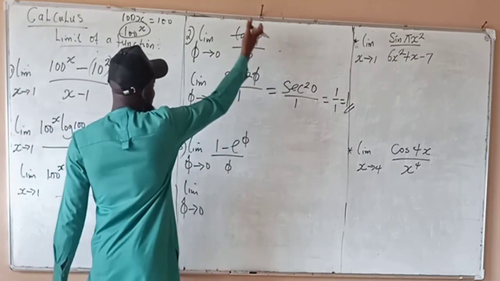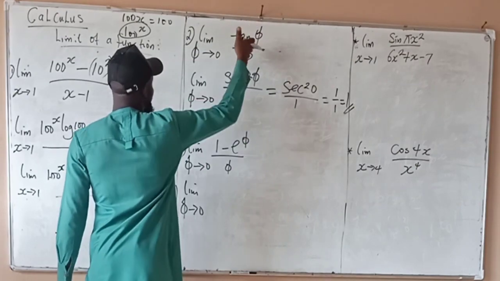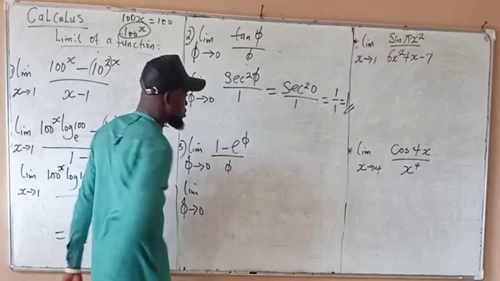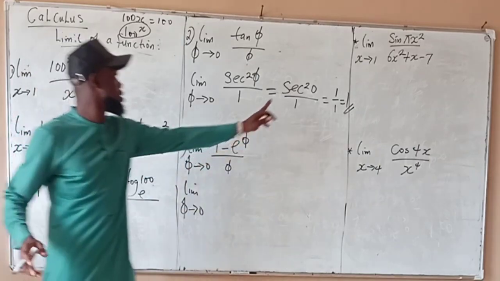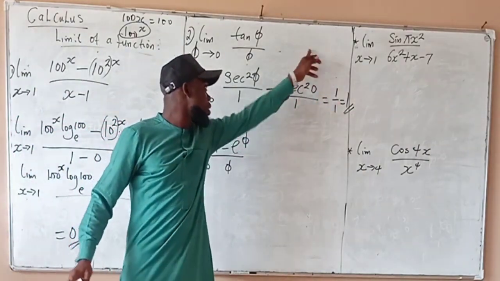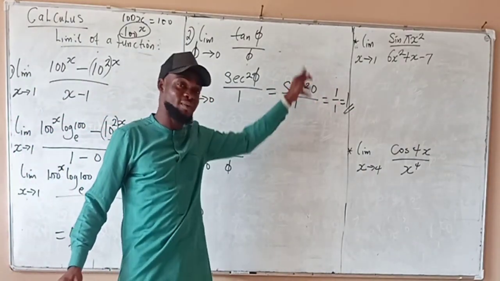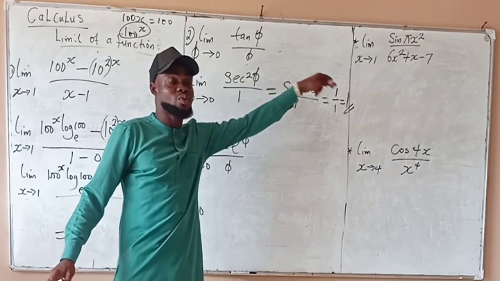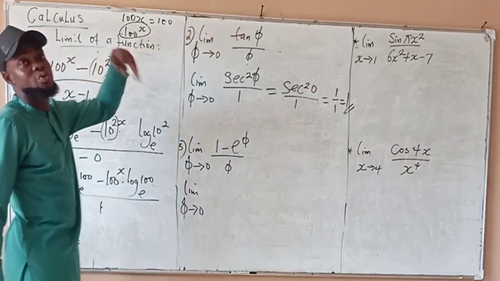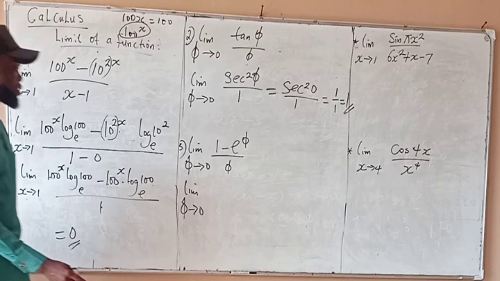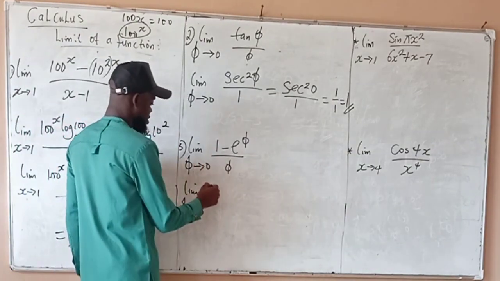So these are very simple. Differentiating, sec squared 0 divided by 1, and we get 1, because sec squared 0 is 1. Sec means 1 over cos, sec squared means 1 over cos squared. So 1 over cos squared 0 is 1 over 1. Now let's differentiate 1, which gives 0.